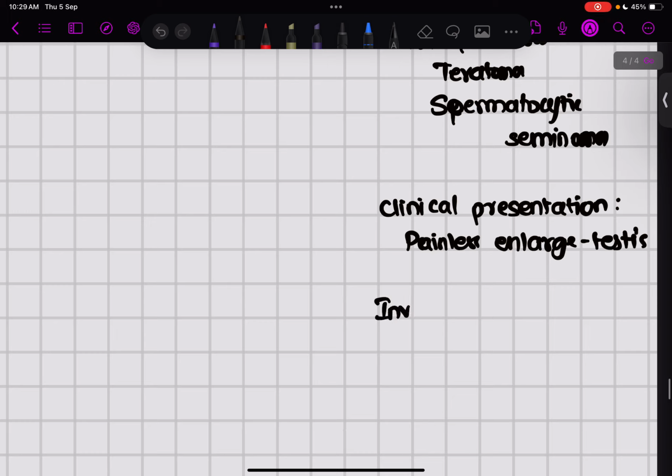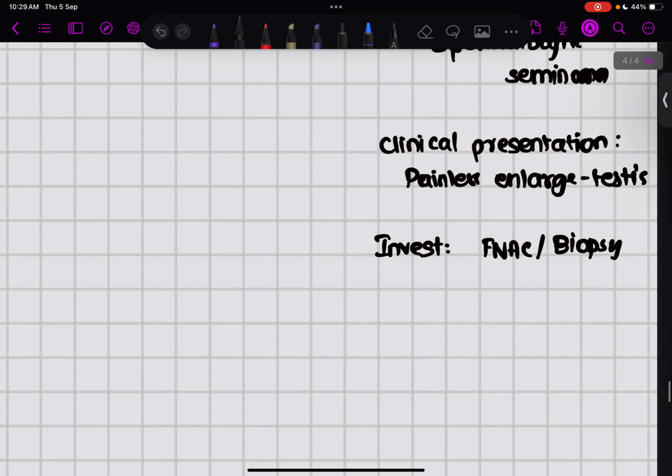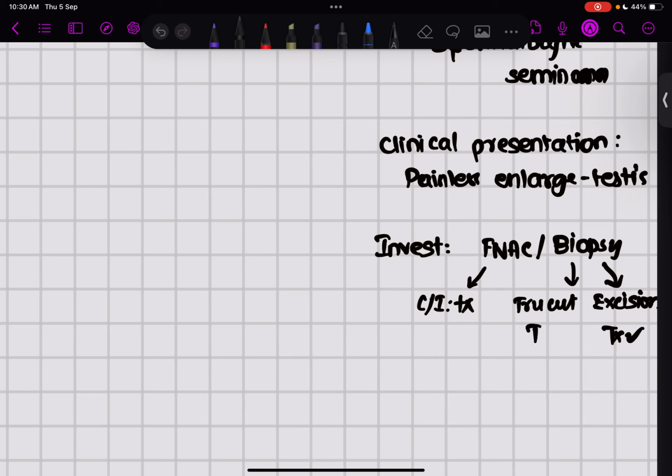Now investigations include FNAC or biopsy. FNAC is contraindicated in testicular tumors, whereas biopsy is used. Even in biopsy, there are true cut biopsy and excisional biopsy, in which excisional biopsy is used for tumors, true cut is not used for tumors. So where are they used? They are used in infertility workup.